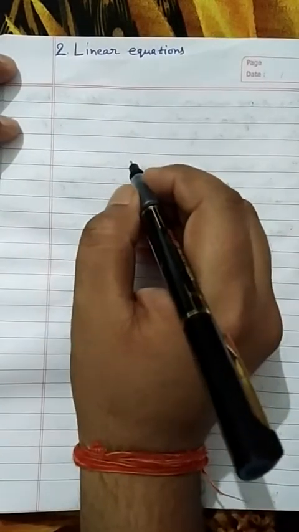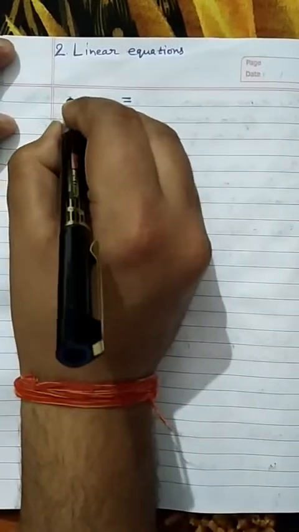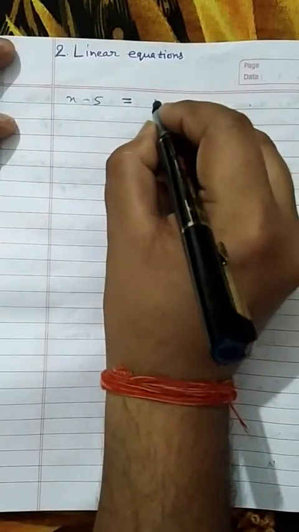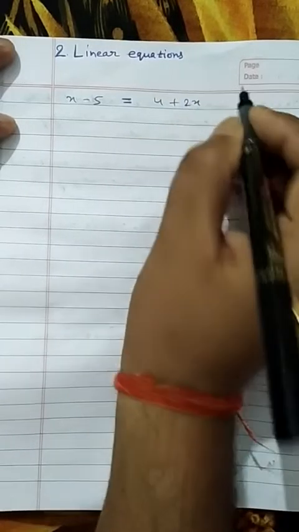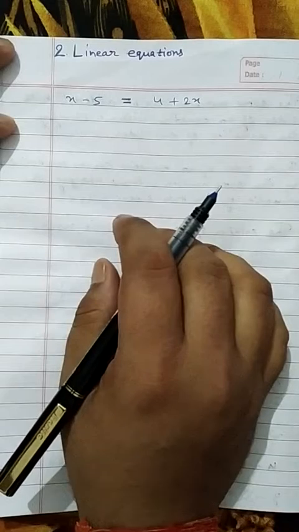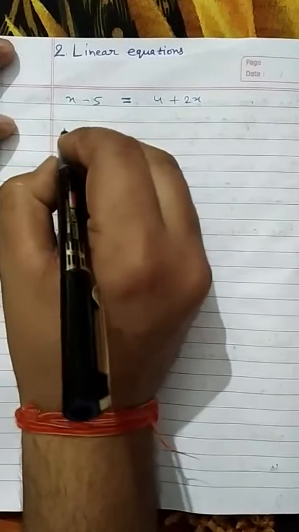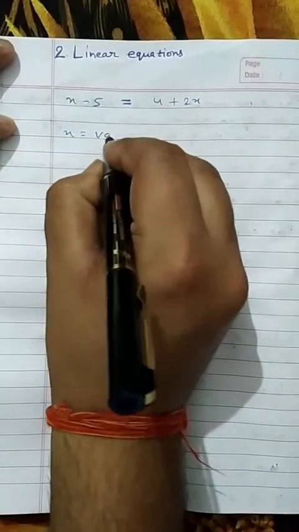As I have told you, the equation is the equality statement of two expressions. Suppose I have x minus 5 on the left hand side and on the right hand side I have 4 plus 2x. This is called the equation. In this equation we can see that we have an alphabet x. So x is called a variable.